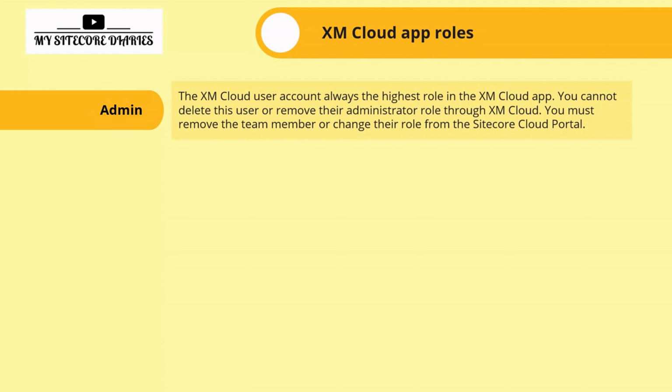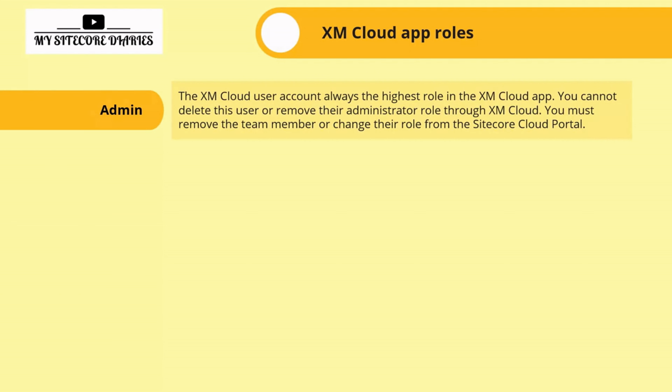If you want to remove this, you must remove the team member or change their role from the Sitecore Cloud portal. We have seen in the last videos that there is something called the Sitecore Cloud portal app, where you can manage complete organization level things. It is at the top level, and from the Sitecore Cloud portal app you can manage your roles, and also the different composable software or offerings provided with Sitecore. If you have a team member there, then only can they access the XM Cloud app also.